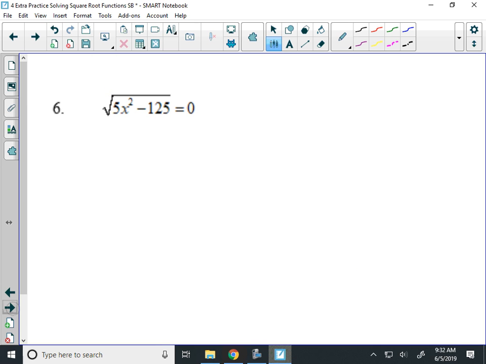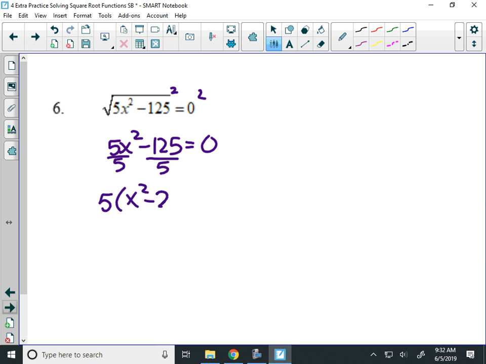All right, next one here, number 6. I isolated the square root, so I'm going to square both sides: 5x squared minus 125, 0 squared is 0. Now here's how I'm going to do this. I have a GCF here. I'm going to divide a 5 out of both, so we'll have 5 times x squared minus 25 equals 0.